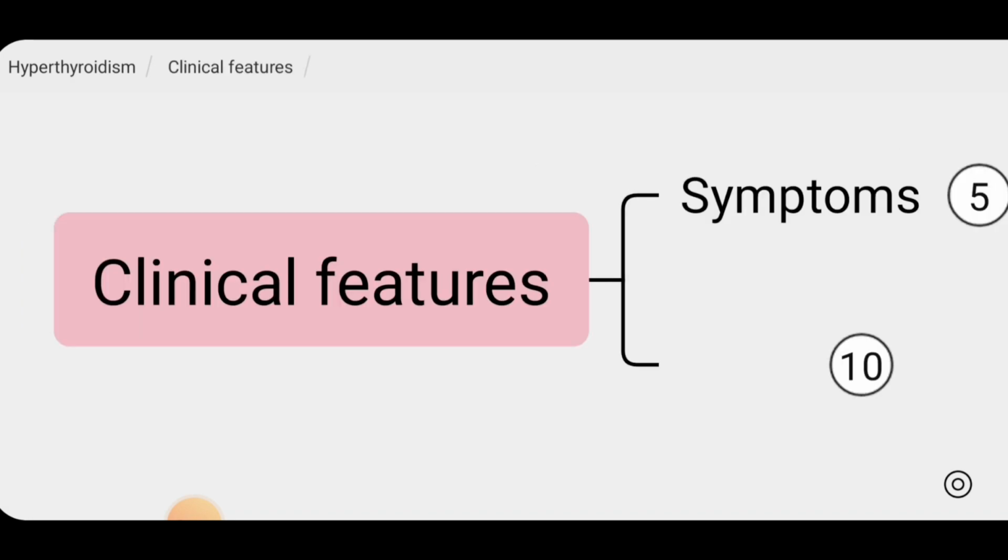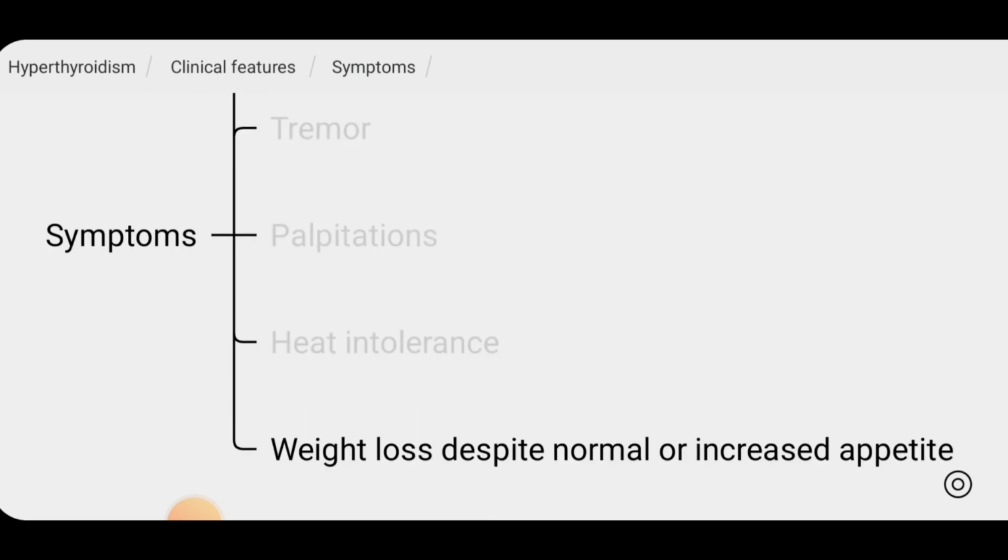Regarding the clinical features, there are symptoms and signs. There are many symptoms of hyperthyroidism. However, I have mentioned 5 main symptoms here. Those are anxiety, tremor, palpitations, heat intolerance, and weight loss despite normal or increased appetite. So it's better to remember these symptoms. These will be useful for you in theory papers and also for your clinical exams.